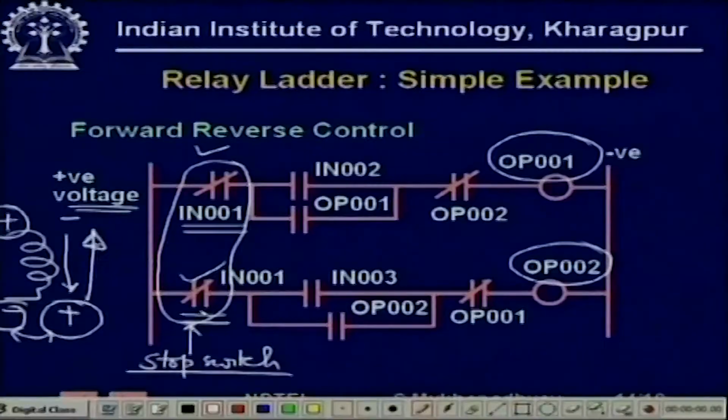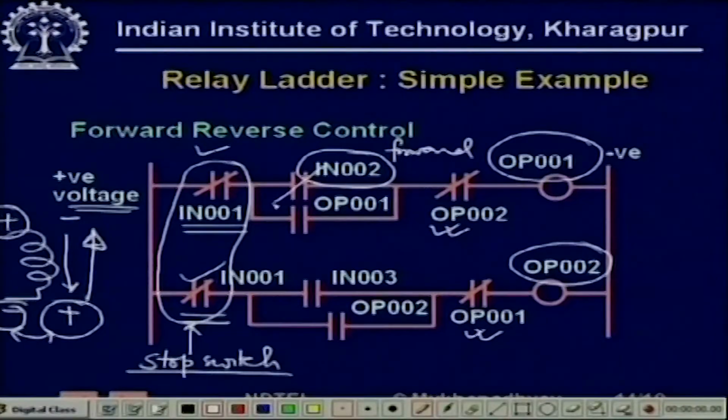Next, suppose the stop switch is not pressed, so it is off. Now suppose this is a push button, this is, let us say, forward. If this is pressed, now you see initially both are off, so therefore this is also on and this is also on. So when this is pressed, this will become on and there will be a continuous path to the output coil. So this is the forward coil and the motor will start moving forward.